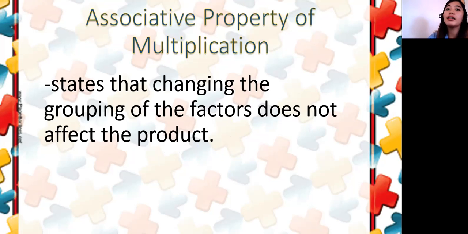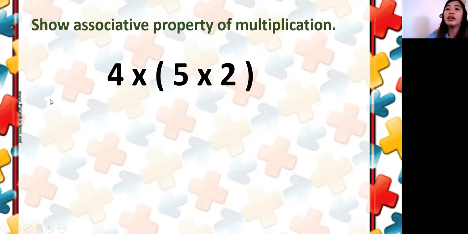Okay, so once again, let us try it on your whiteboard. Kindly get your whiteboard once again. So show associative property of multiplication. I have here 4 times 5 times 2, wherein 5 times 2 is in the group. How will you show this one in associative property of multiplication? Kindly write in your whiteboard, please. Okay, I'll give you 5 seconds to do it. Ready? I'll start now.